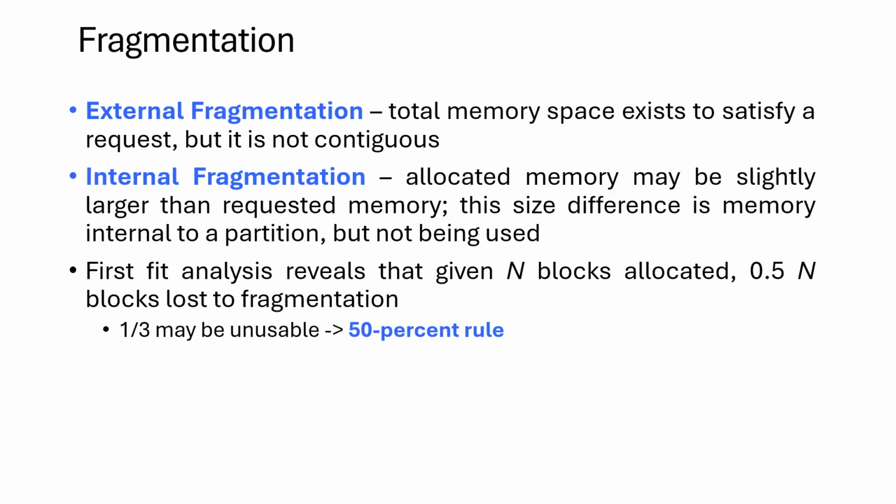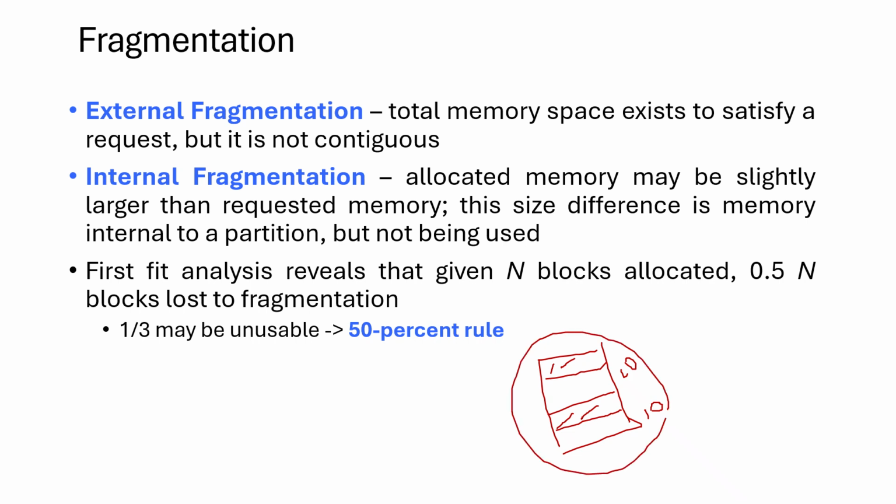Then fragmentation. There are two types of fragmentation. In external fragmentation, the total memory space exists to satisfy the request but is not contiguous. Here we have storage space, and some of it is occupied by processes. For example, 10 MB is free here, and 10 MB is free here. Now we need a memory size of 20 MB. It's available but not contiguous. This is called external fragmentation.